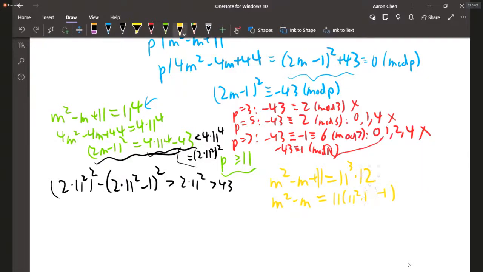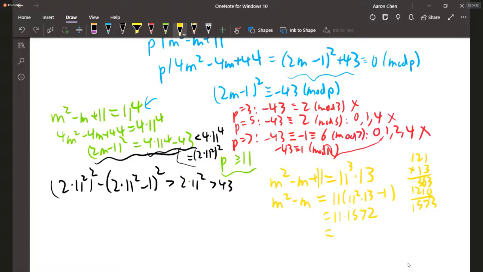I wrote the wrong number here. This is 11 cubed times 13 because it has to be prime. And so this is 11 times (11 squared times 13 minus 1). You can multiply out 121 times 13. This is 363 plus 1,210, or 1,573. Okay, and then this is 11 times 1,572.